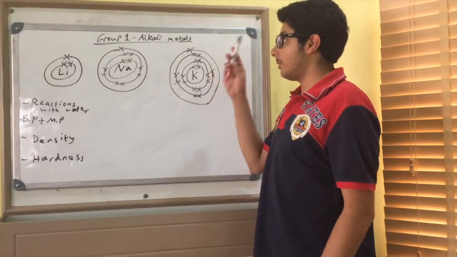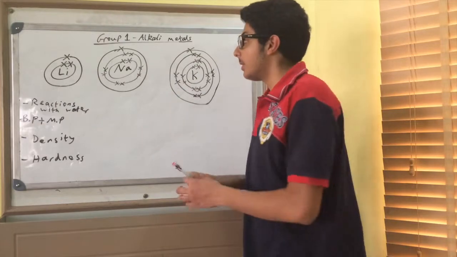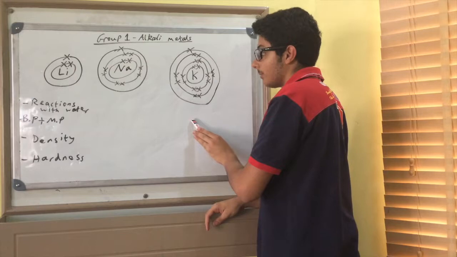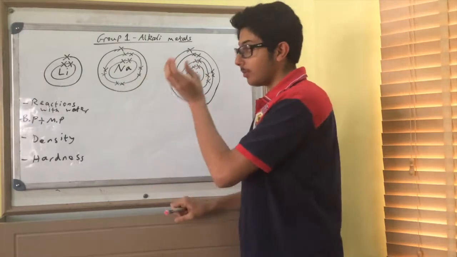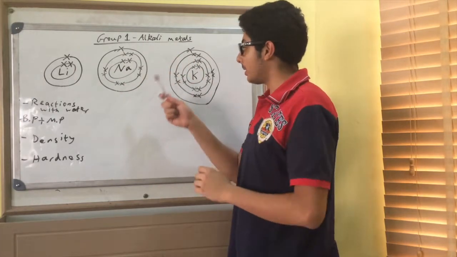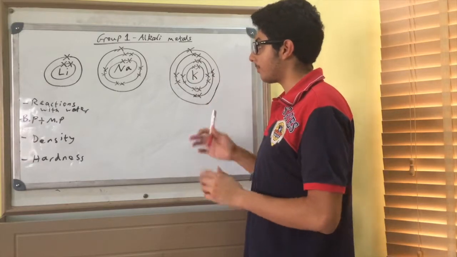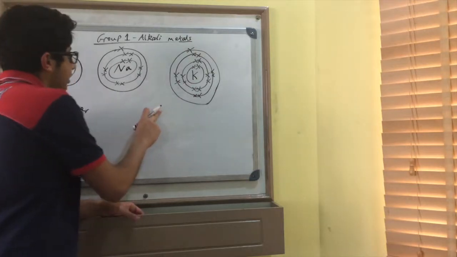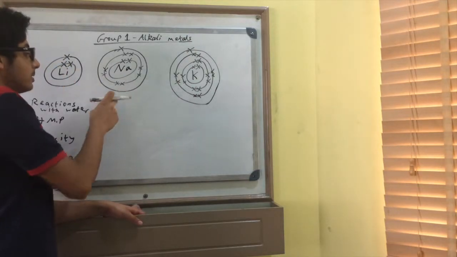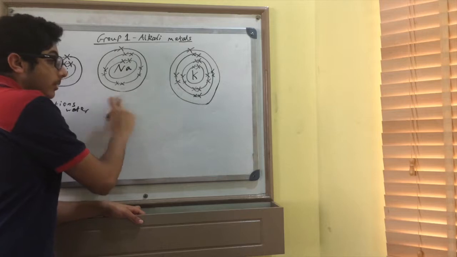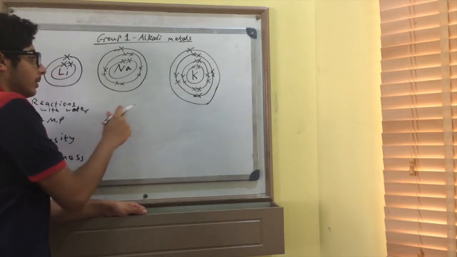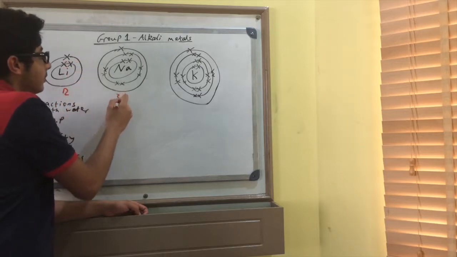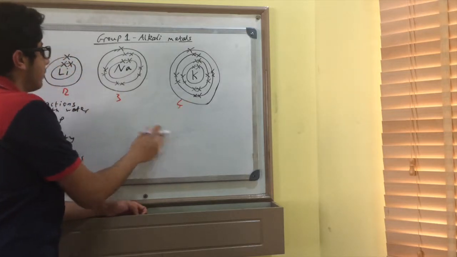Next. Okay, so now we're going to talk about the alkali metals. I've got 3 examples: lithium, sodium, and potassium. Lithium is at the top of group 1, sodium the second, potassium the third. And you can see that as you go down the group, the number of shells increases, because they're on a higher row number. Like this is in row 2, this is in row 3, this is in row 4.